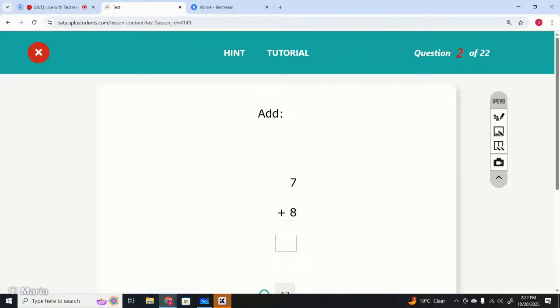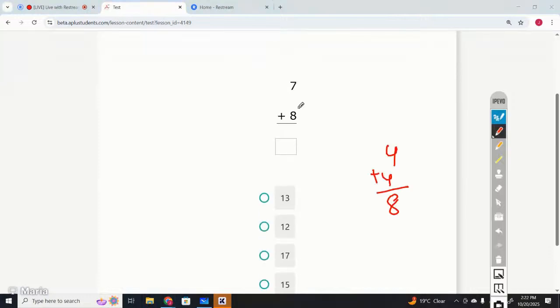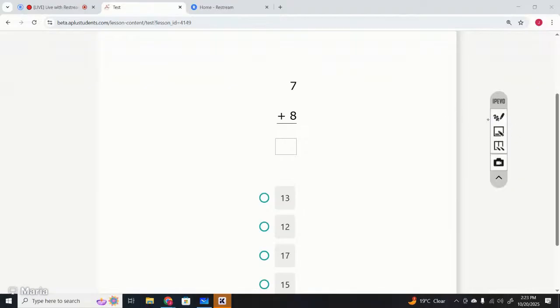7 plus 8, which is the correct option? Start with 8 and count up 7. So 8, 9, 10, 11, 12, 13, 14, 15. So 8 plus 7 makes 15. Option number 4 is the correct option.